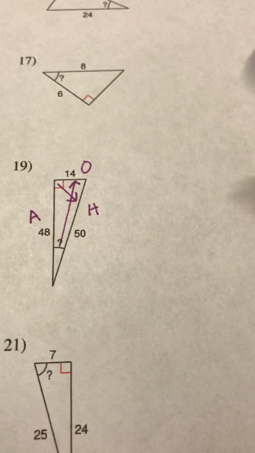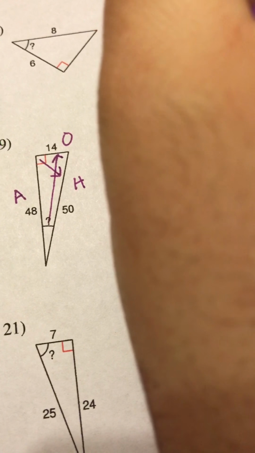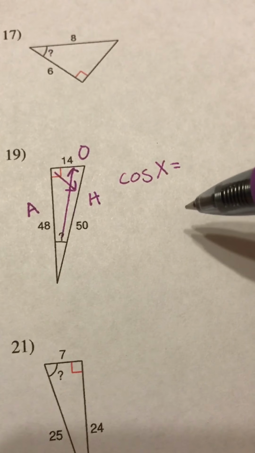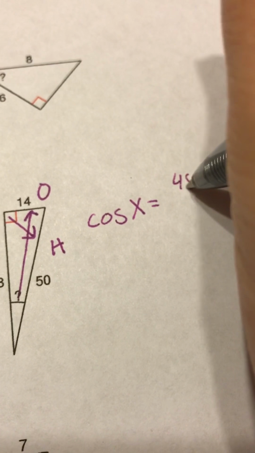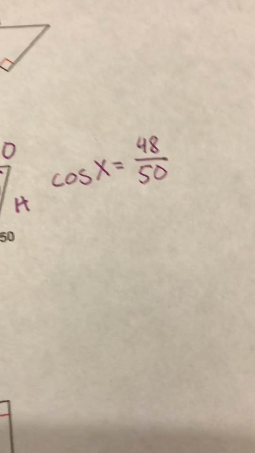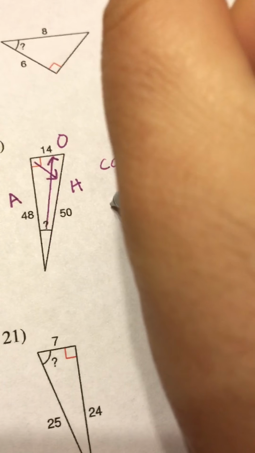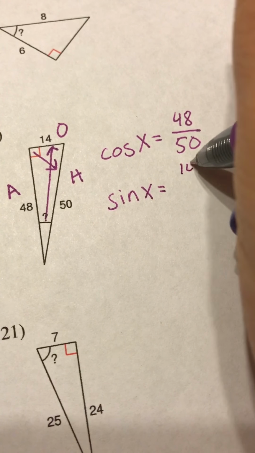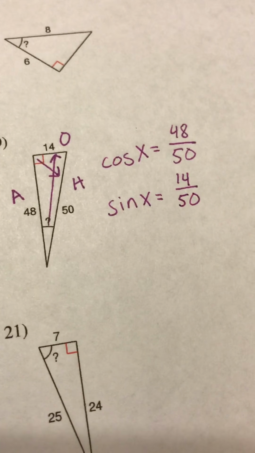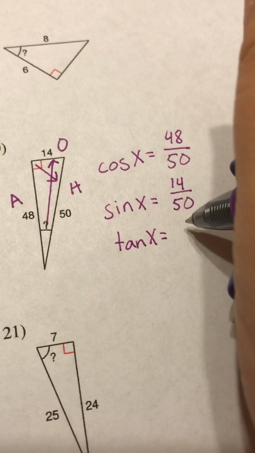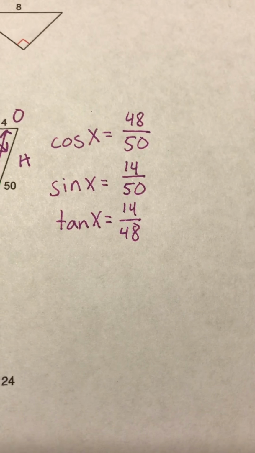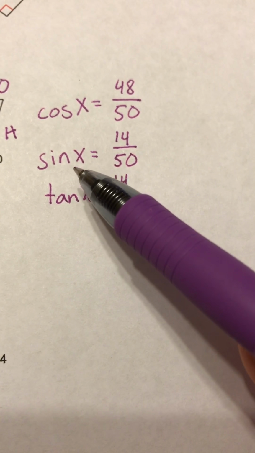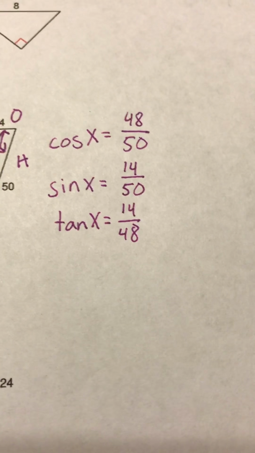If you want to mix it up, mix it up. So let's say we do cosine. Cosine of x, because I don't know what my angle is, you just have to make sure you pick the right side. So if I used cosine, then I have to use A on top of H. So A is 48 and H is 50. Okay? We could have done sine. Let's say we did sine of x. That would be O on top of H. Or we could have done tangent. That would be O on top of A. All 3 of those are correct. All 3. It doesn't matter which one you pick. If you did the first one and your neighbor did the second one and their neighbor did the third one, that's perfectly fine. You should all still get the same answer.